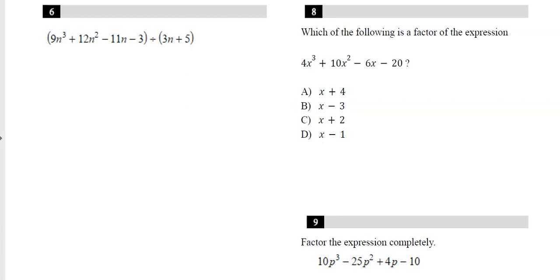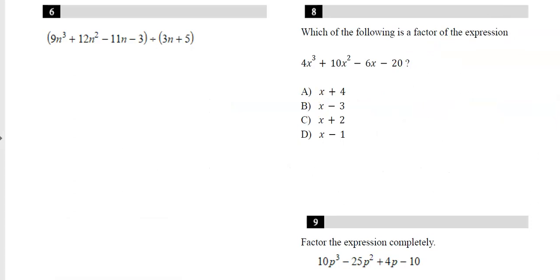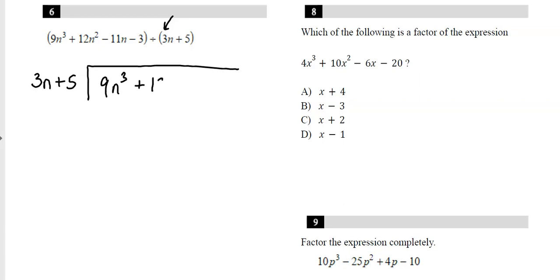Number 6, this is a long division problem. You could use synthetic division, but basically whenever I see a coefficient here, I do long division. So I'm going to set it up that way: 3n plus 5, and I'm going to put 9n to the third plus 12n squared minus 11n minus 3.